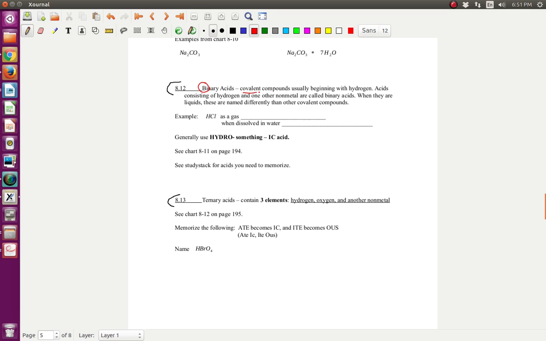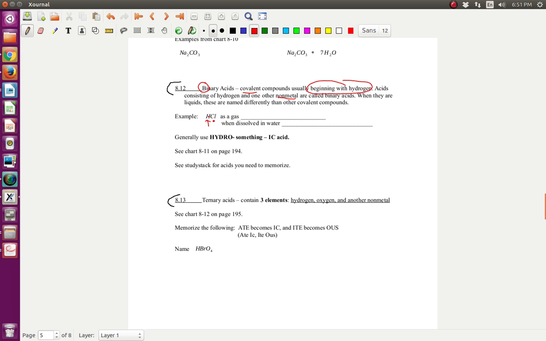They're covalent compounds beginning with hydrogen, and the acids consist of hydrogen and one other non-metal, and they're called binary. So they have 2 things. They begin with hydrogen and they have just one other non-metal. That makes it a binary acid.